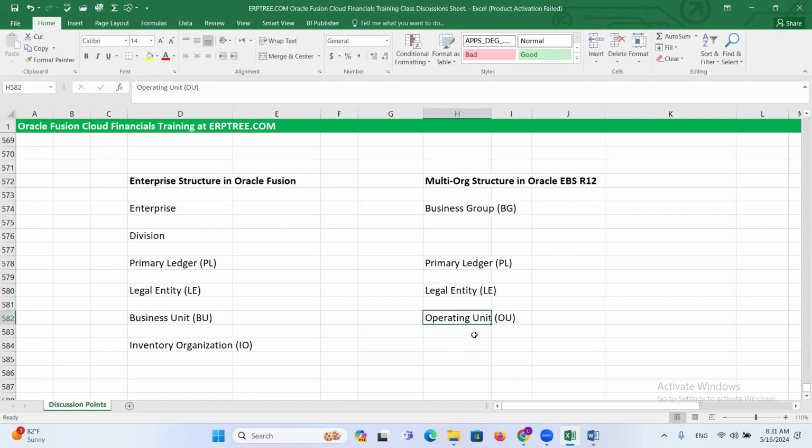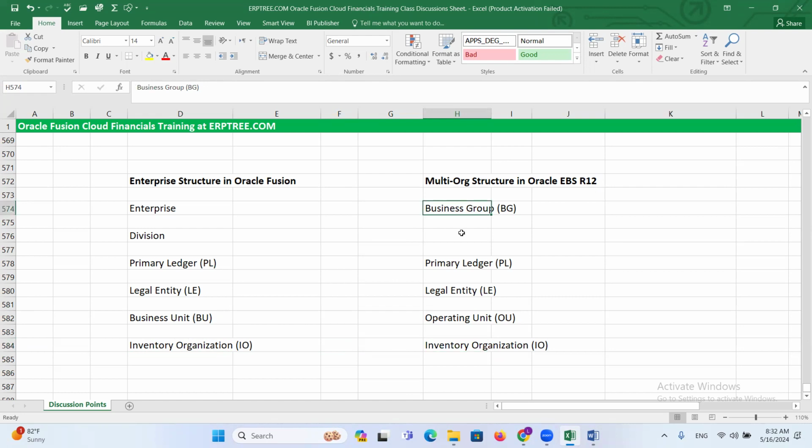Operating unit, we call. They just changed the name. What we call an operating unit, the name they changed in Fusion to business unit. Operating unit or business unit is a very standard term. These are not designed or discovered by Oracle. These are very regular business terms which you come across in business. And in EBS we also have the inventory organization. So this is how we have the multi-org structure in Oracle EBS R12.